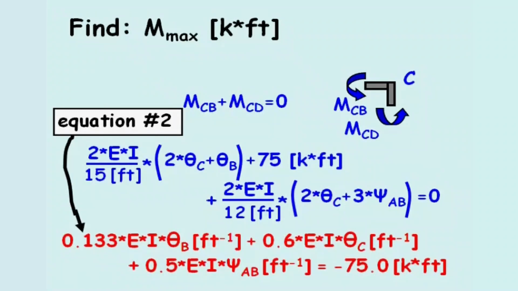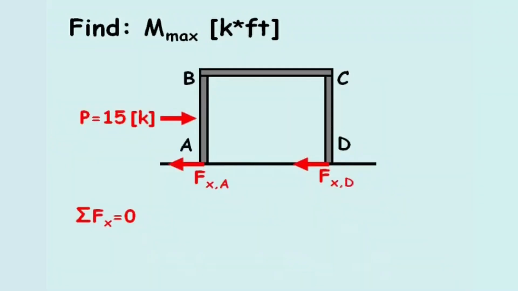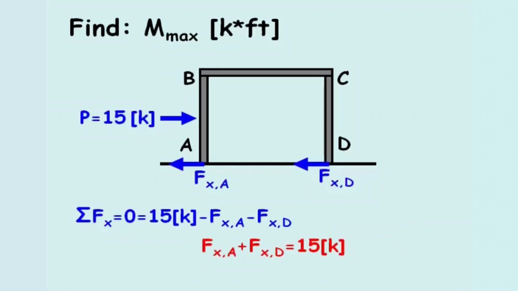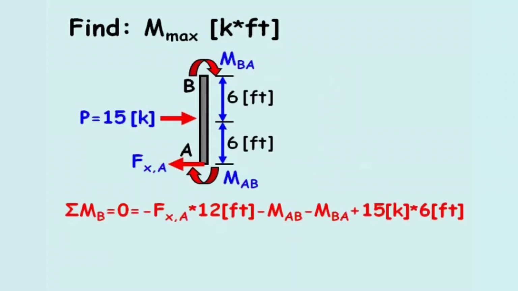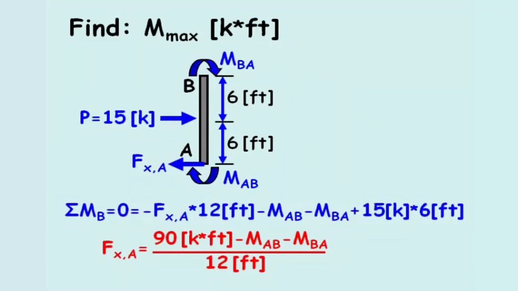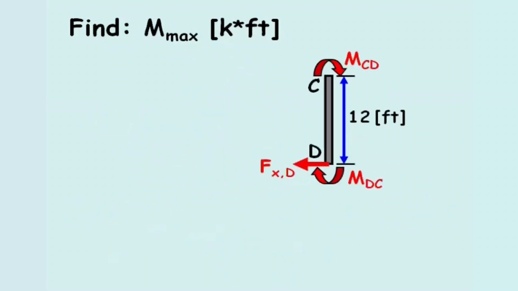Our last equilibrium will be the sum of the forces in the horizontal direction equal to 0. The horizontal force at point A plus the horizontal force at point D equals 15 kips. If we draw a free body diagram on beam AB and sum the moments about point B, we can solve for the horizontal force at point A, which equals 90 kip feet minus moment AB minus moment BA divided by 12 feet. To solve for the horizontal force at point D, a free body diagram is drawn for beam CD.